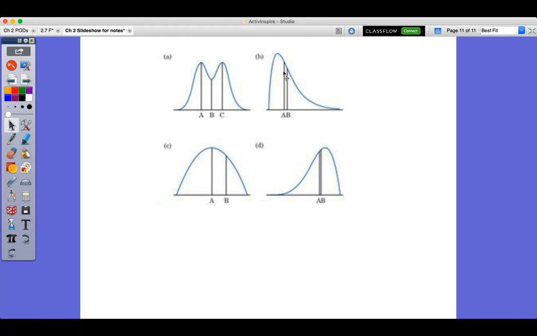Here you see that the mean gets pulled to the right by the tail. So the 50-50 point is A in this picture, but the balance point is B. So A would be the median and B would be the mean. And then in this last one, part D, it's skewed left, and so the mean is going to get pulled towards this tail. If we tried to balance it, it would balance at point A, and if we tried to split the area 50-50, it would be point B. So A is the mean, B is the median.